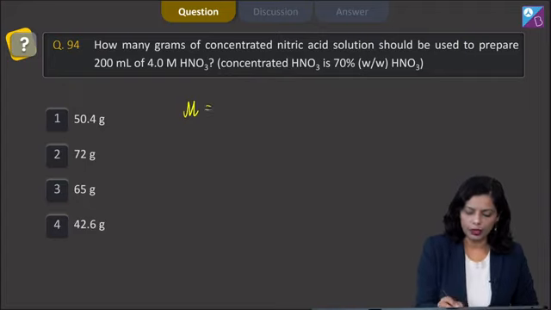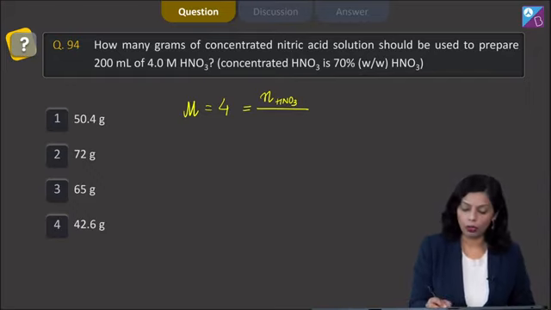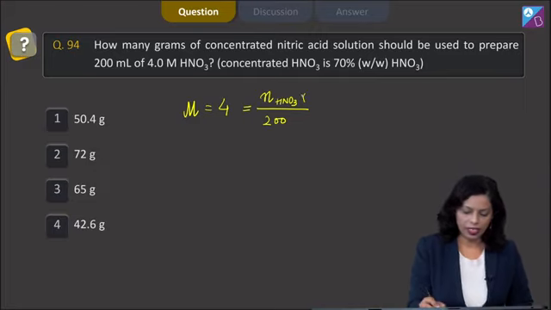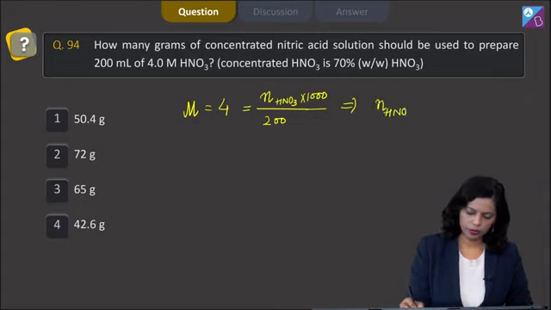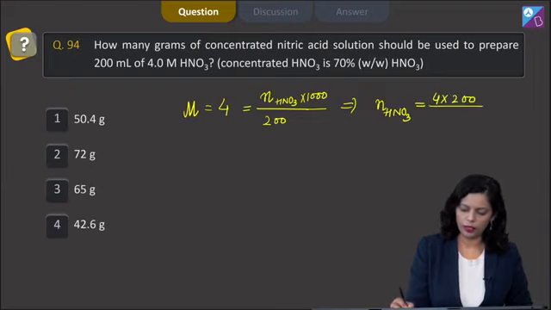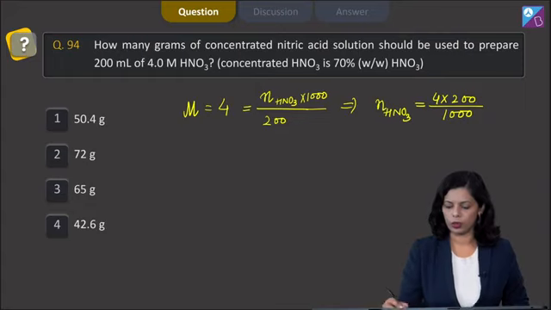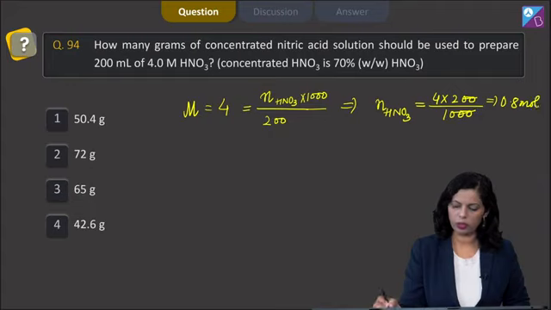For molarity, it is 4 molar, right? And this is equal to the number of moles of HNO3 divided by the volume taken, right? So volume is 200 ml, but volume should be in liter. So that's why I am multiplying by 1000 here. Clear? Moles of HNO3 I can easily calculate. So moles of HNO3 would be 4 into 200 divided by 1000. Okay? So 0.8 mole these are.